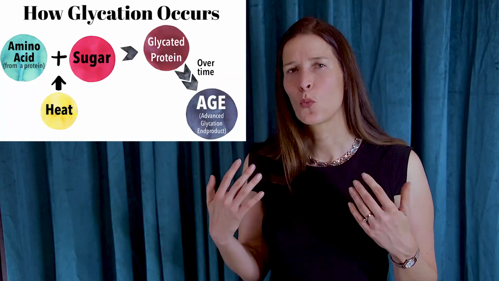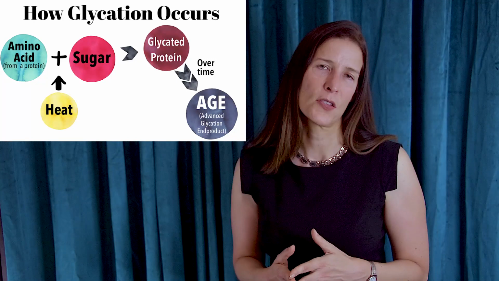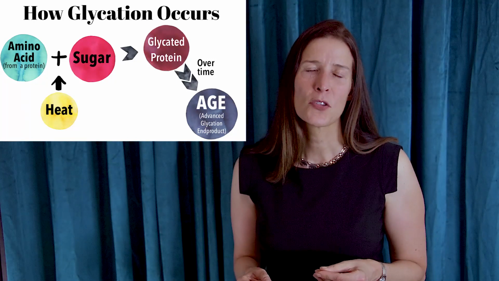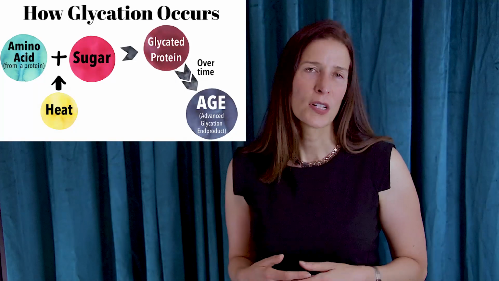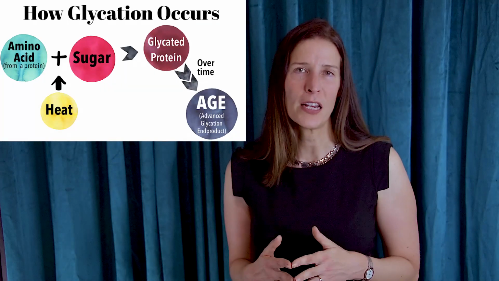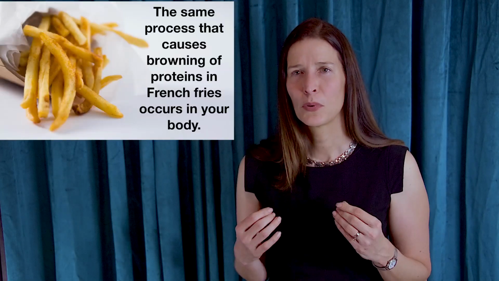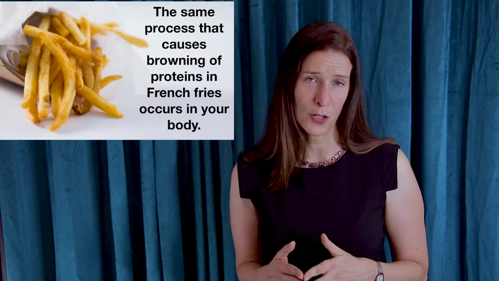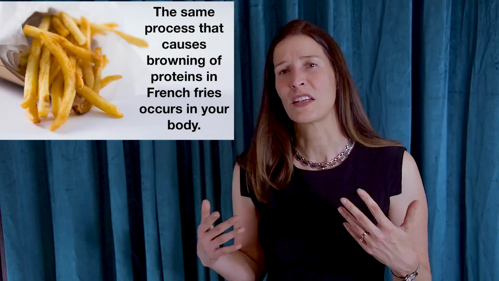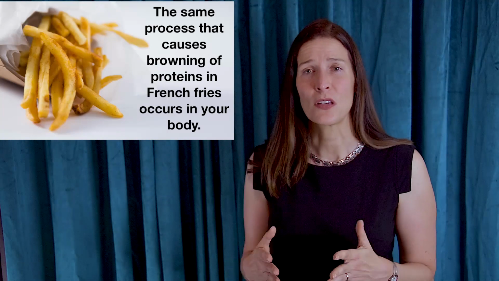In short, glycation is one molecular mechanism that explains normal aging as well as conditions of accelerated aging like diabetes. High blood sugar levels are slowly toxic to your body over time, causing aging and disease.